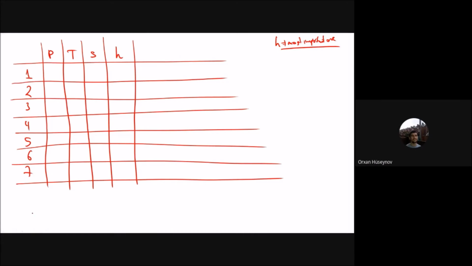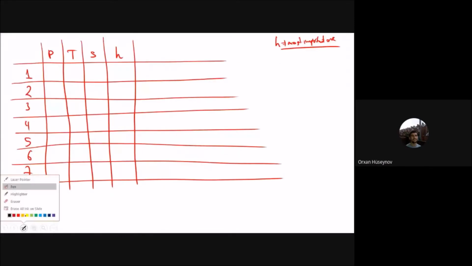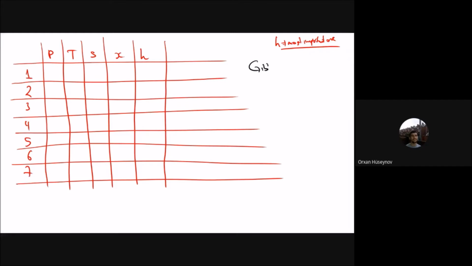Okay, now let's start one by one. For point 1 here, let me also add one more thing, which is quality and enthalpy. Okay, let's say that we are trying to solve it, and we are always using the Gibbs phase rule.